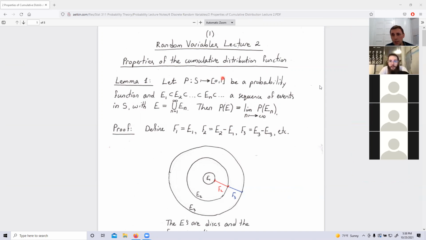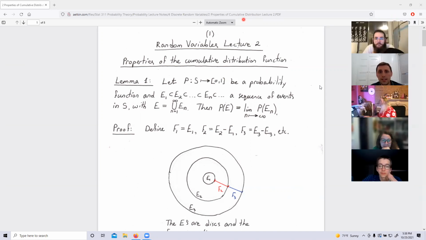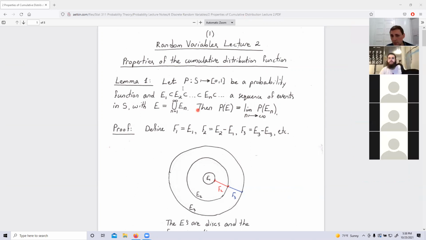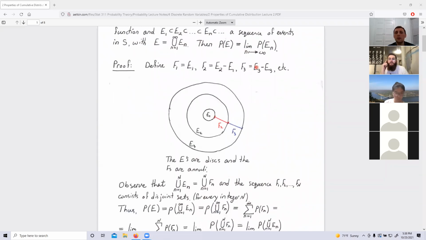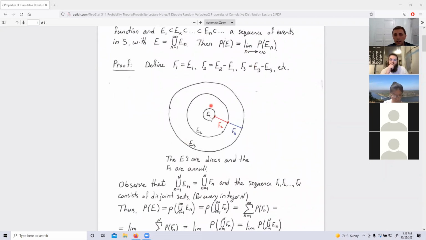Before I return to the topic of last Wednesday, let's briefly discuss some properties of cumulative distributions. First, I want to say that probability is an increasing function in the sense that if you have an increasing sequence of sets, E1, E2, all the way to En and onwards, where E is the union of all those events, then the probability of E is the limit as n goes to infinity of the probability of En. We can see that this is true by looking at the following onion diagram. You can see E1 is this region, E2 is the bigger circle, and E3 is an even bigger circle.